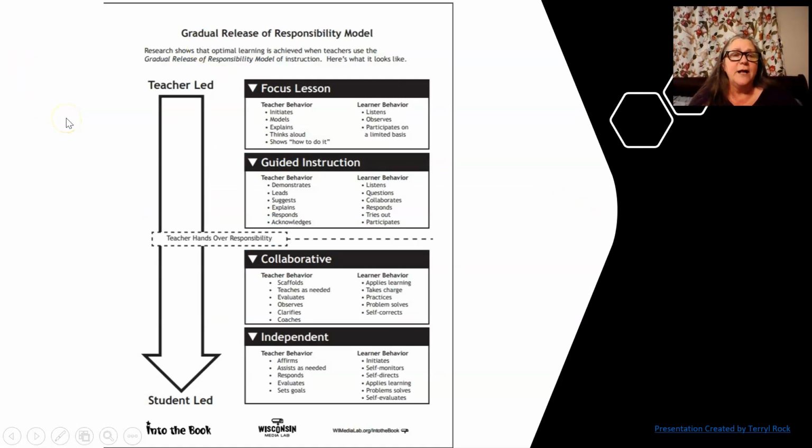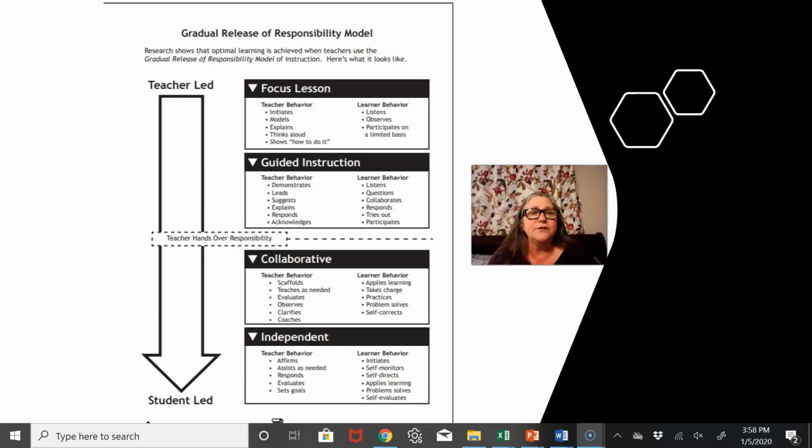I love this model, and this I picked up, and it's a really good kind of a way of thinking about what might be going on at these different parts. So here's the focus lesson, the guided instruction, the collaborative part, and the independent. So here gives you an idea. It's teacher led, down here to student led. So at the beginning, the teacher's doing everything, and by the end, the student should be able to do some things like self-monitor, apply the learning, problem solve, self-evaluate. To get there, we're going to have some modeling.